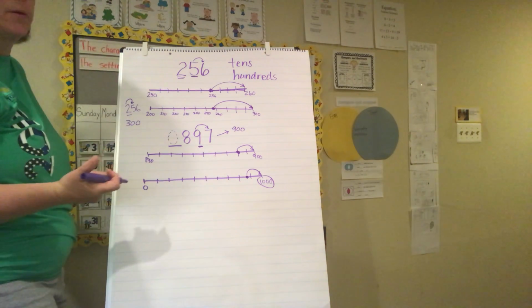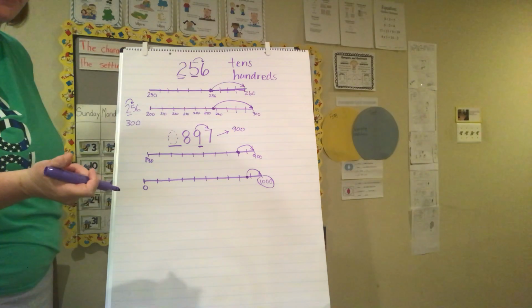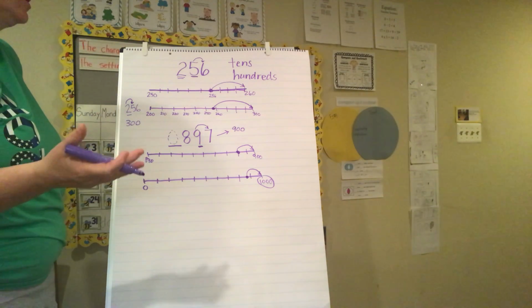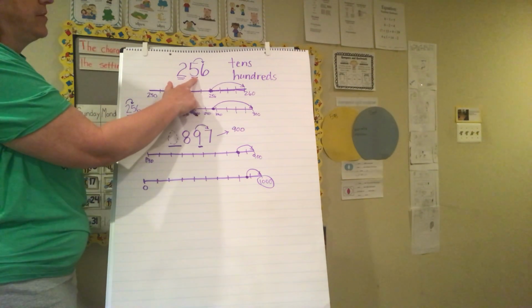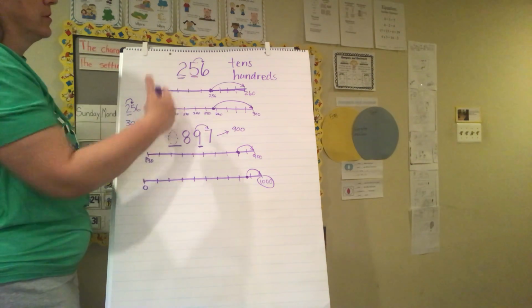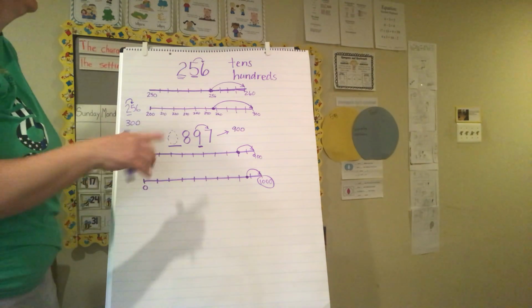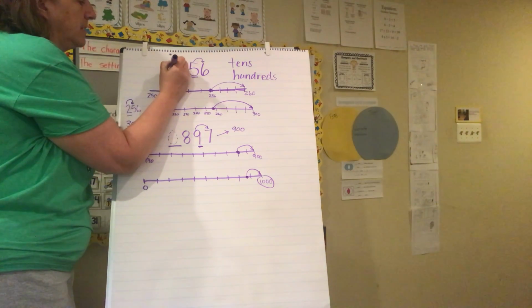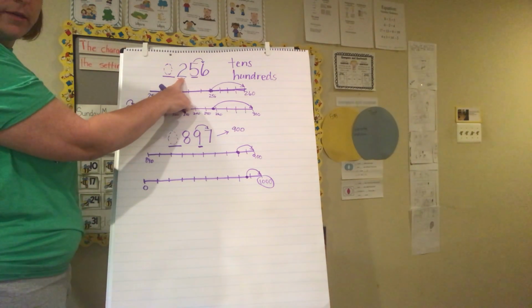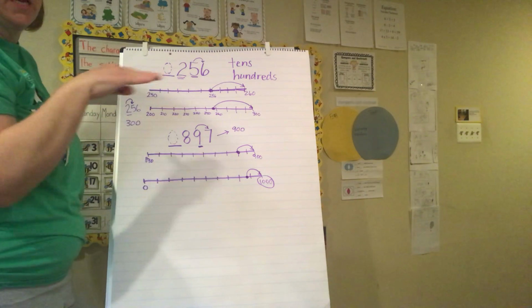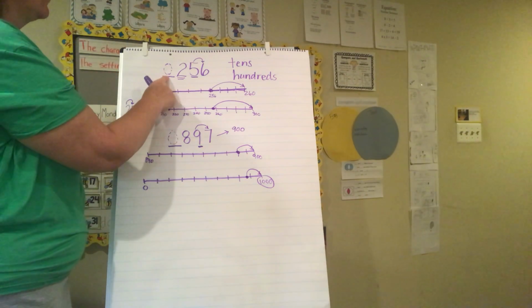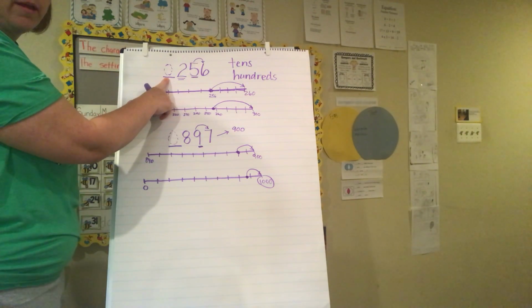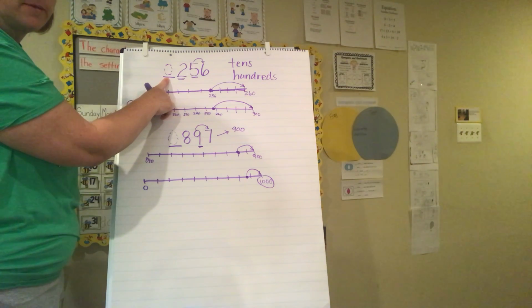So rounding on the number line is a good way to visualize what you're doing. Otherwise, you need to know your rounding rules. 5 and above, give it a shove. 4 or less, let it rest. So if we rounded 256 to the thousands, the 2 in the hundreds place says, stay low, let it rest. So this would round to 0 if I was rounding to the thousands place.